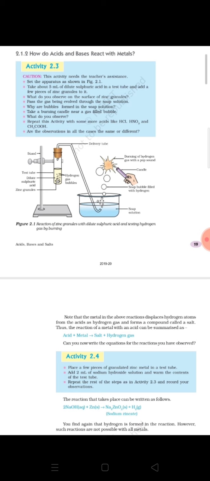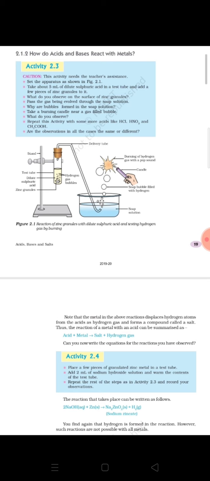Now what observation will we get? We will find that when zinc and sulfuric acid react, bubbles start forming on the surface of the zinc granules. So why are these bubbles getting formed? These bubbles are formed because of the evolution of hydrogen gas.